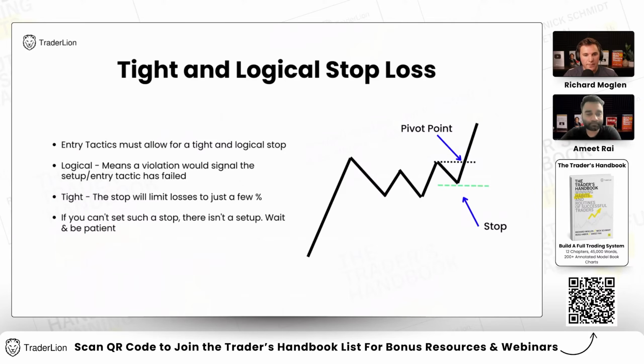reconfirmation. So basically what we'd like to do is the stop will limit losses to just a few percent. Obviously, this is dependent on the ADR of the stock as well, but just in general, we'd like to keep it within a few percent. And if you can't place both a tight stop within a few percent, as well as logical, meaning a violation at that level would break the expectation, then if you can't place this type of stop, there isn't really an entry tactic. There isn't a real setup there. Wait and be patient, because they will set up again.